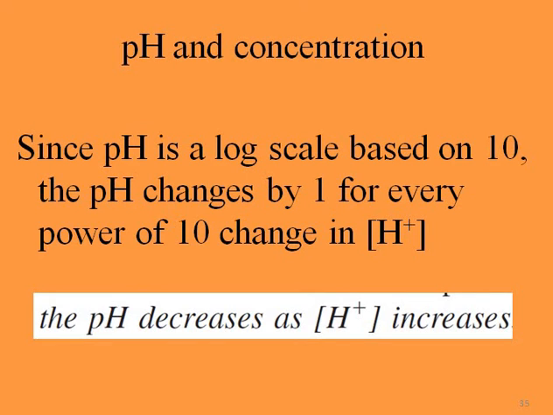pH and concentration. Since pH is a log scale based on 10, the pH changes by 1 for every power of 10 change in concentration of proton. So the pH decreases as proton concentration increases. When we increase the concentration of proton, we're going to have more acidity and the pH reduces. So a lower number for pH means we have more acidic solutions. And when we are dealing with higher numbers, it means that we are dealing with less acidic solution or more basic solutions. So when we increase the proton concentration, pH drops. And for every 10 times increase in proton concentration, the value of pH reduces by 1.